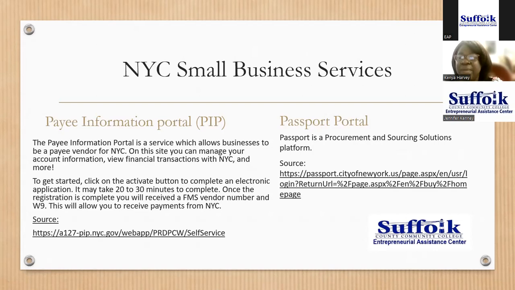The payee information portal is a service which allows businesses to be a payee vendor for New York City. On this site, you can manage your account information, view financial transactions with New York City, and so much more. To get started, you click on the Activate button to complete an electronic application. It may take about 20 to 30 minutes to complete. Once the registration is complete, you will receive your FMS vendor number and W-9. This will allow you to receive payments from New York City.